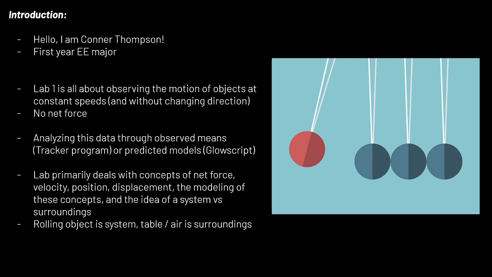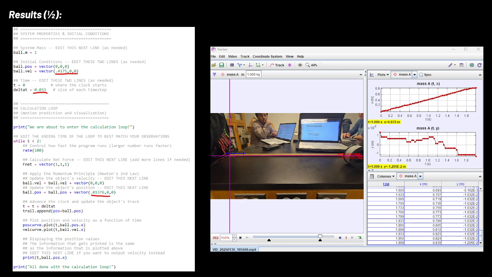This lab primarily deals with concepts of net force, velocity, position, displacement, and the modeling of these concepts with these two programs I just named, along with the idea of a system versus surroundings. So, for example, our system could be the rolling object, and the surroundings could be the table or the air that this object is rolling through or rolling on that push back against this object through friction.